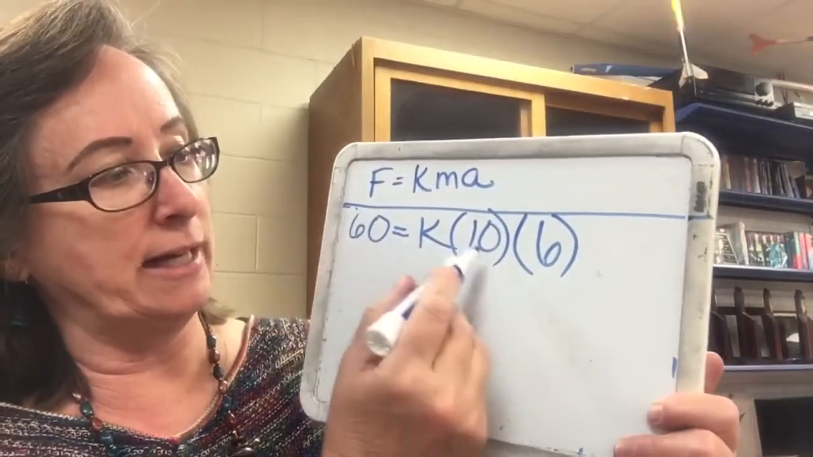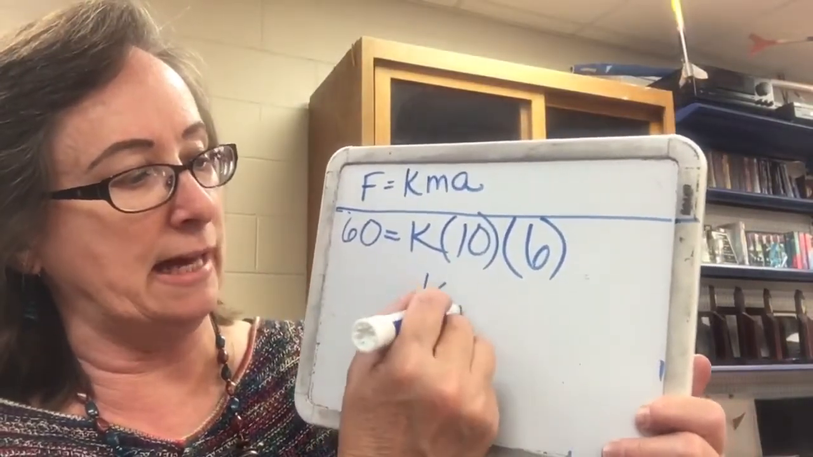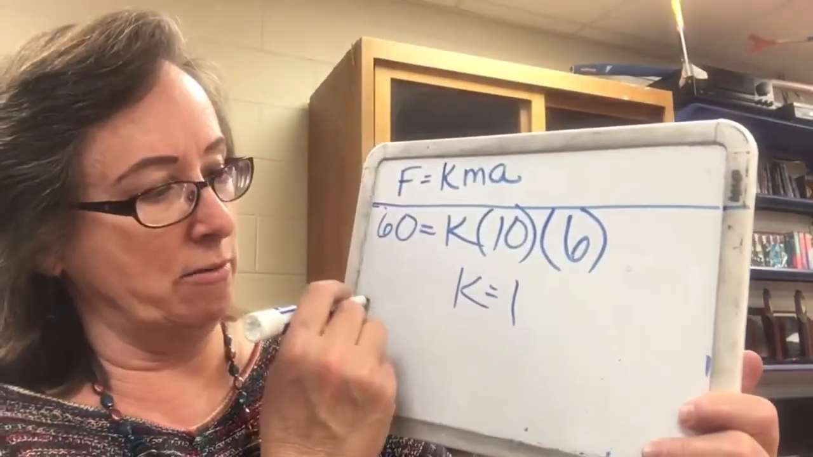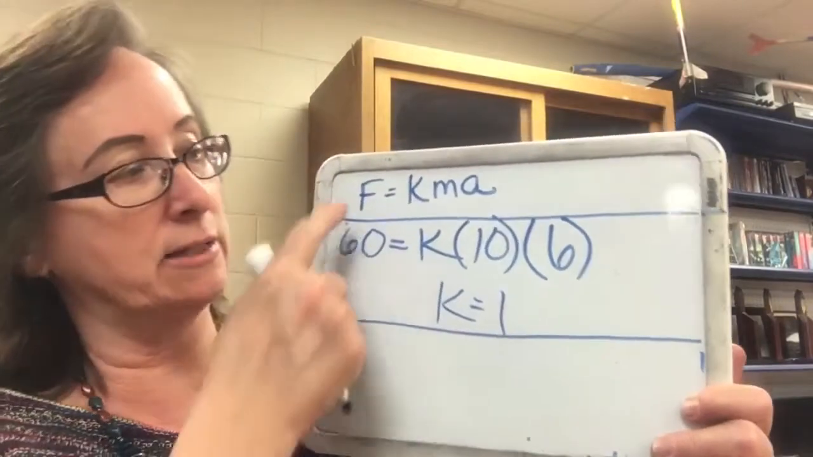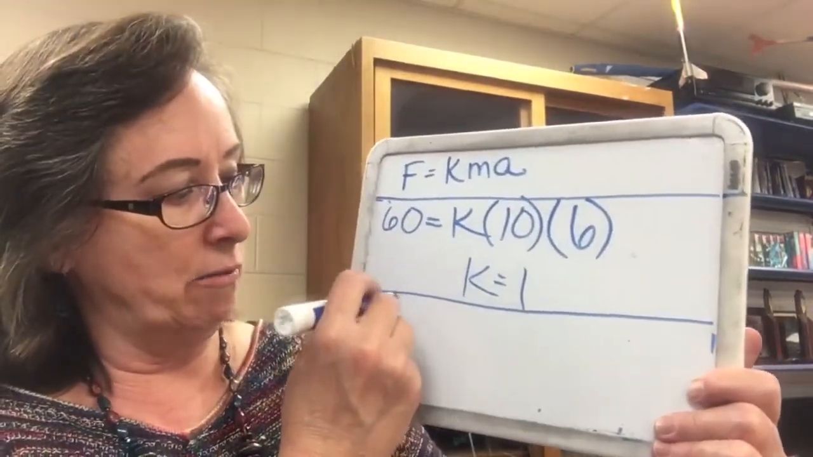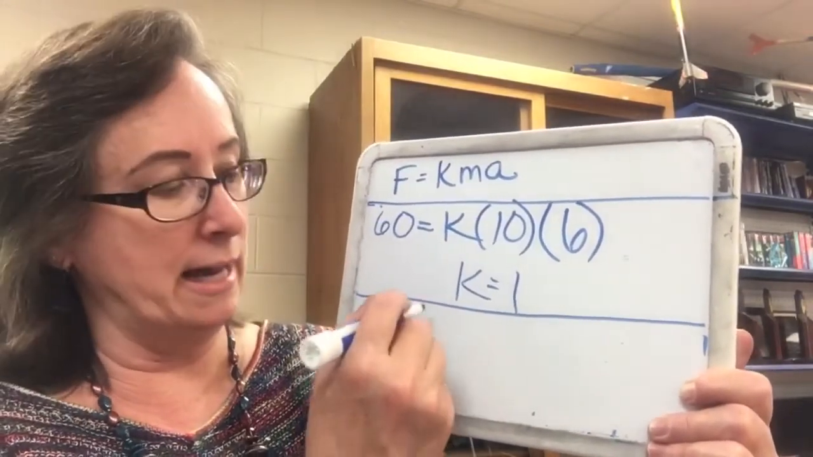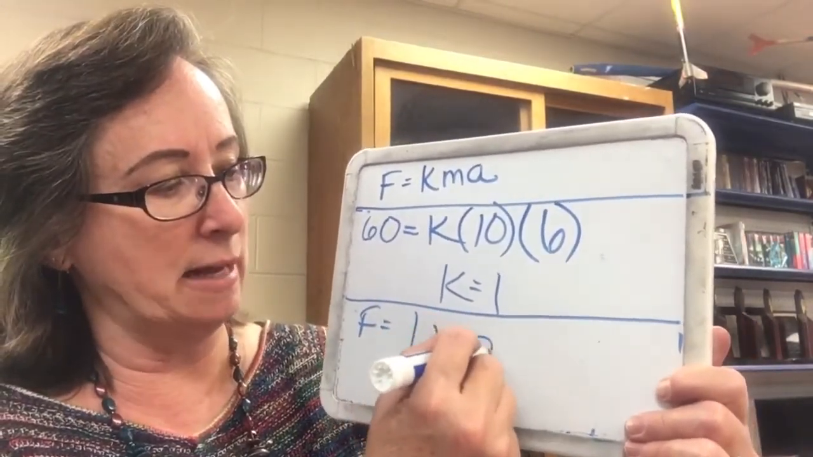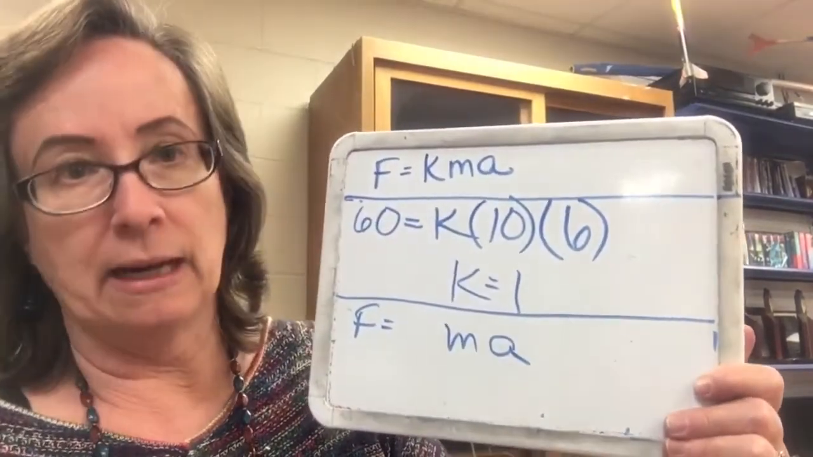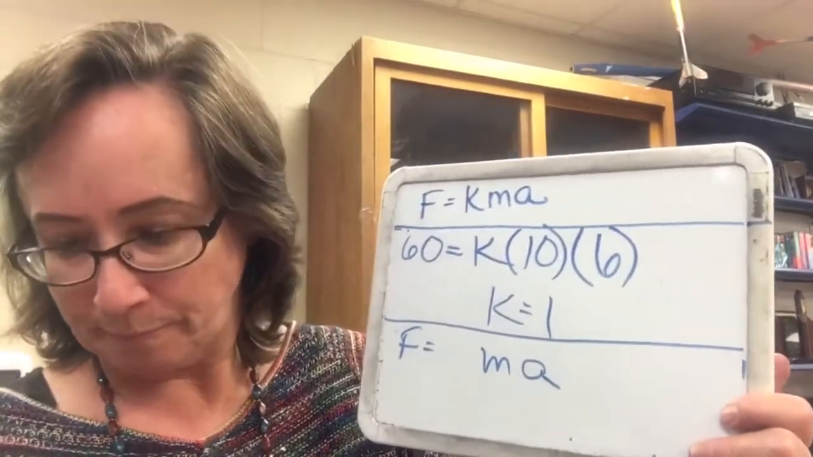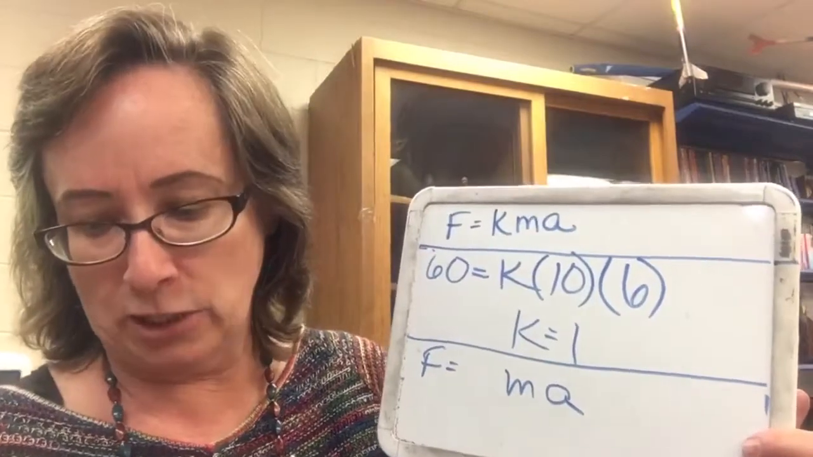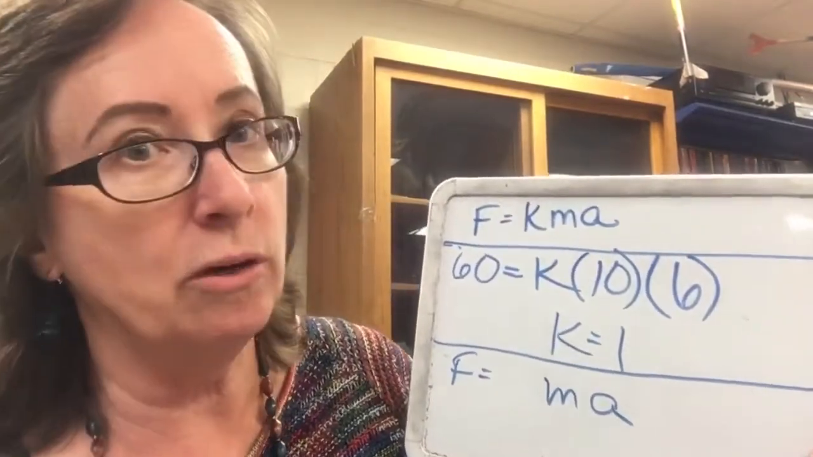So they have 60 over here and they have 60 over there, so k is 1. Okay, so now step 3 is to rewrite the original equation with the new k. So force is 1 times mass times acceleration, but since it's 1, I'm just going to erase the 1. Okay, so now I'm going to use the new equation and the new information.